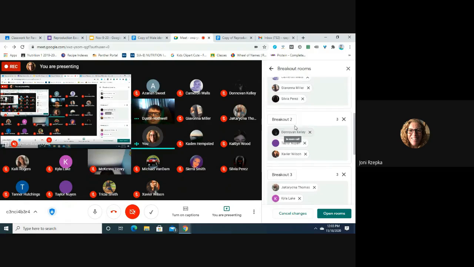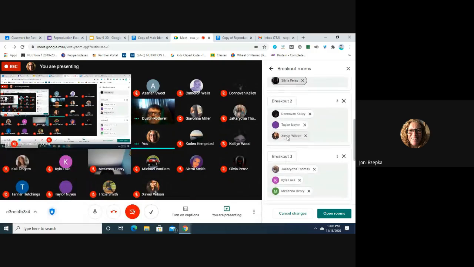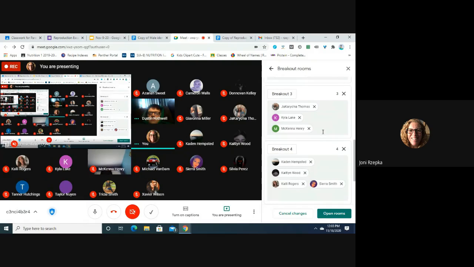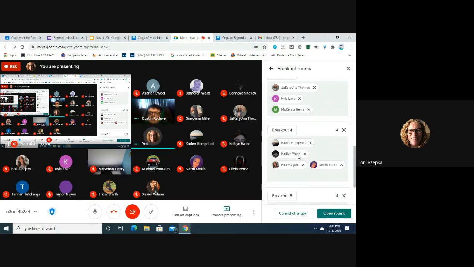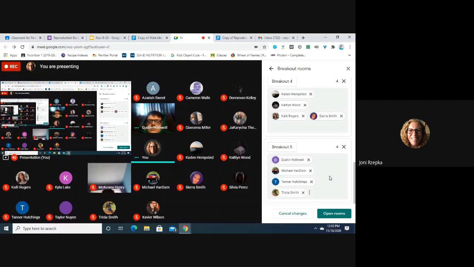Our group number 1 is Azaria, Cameron, Gia, Sylvia. Group 2 is Donovan, Taylor, and Xavier. Group 3 is JK, Kyla, and McKenna. My other group is Kaden, Caitlin, Callie, and Sierra. And my last group is Dustin, Michael, Tanner, Trisha. Okay. And I asked Miss Gray to come back, so hopefully she will, and then we can put her in a group with you guys.